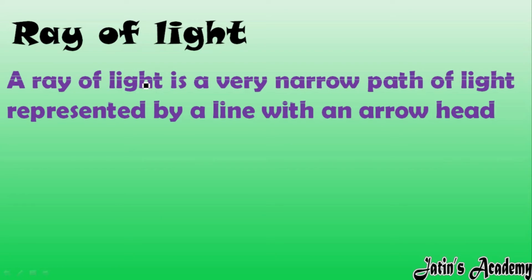Of light. What do you mean by ray of light? Ray of light is a very narrow path of light. Actually, it is a very narrow path of light which is represented by a line. First of all, here we are having the line with an arrowhead. Why is this arrowhead there?